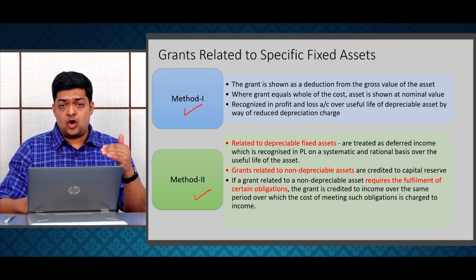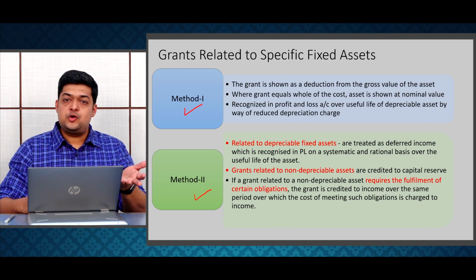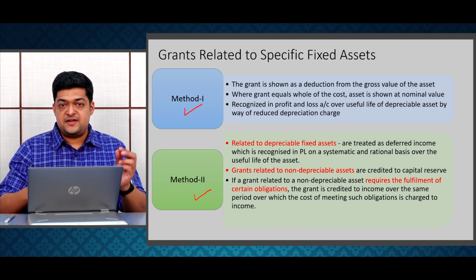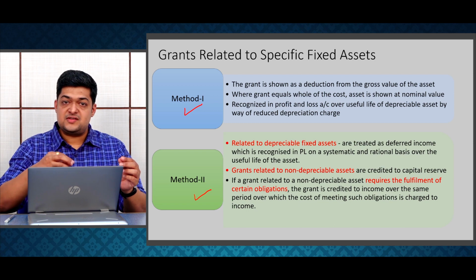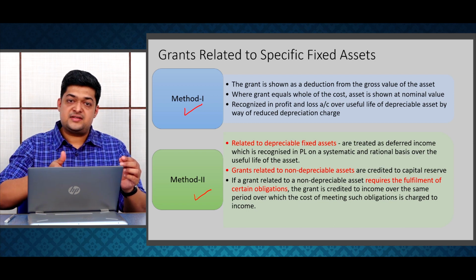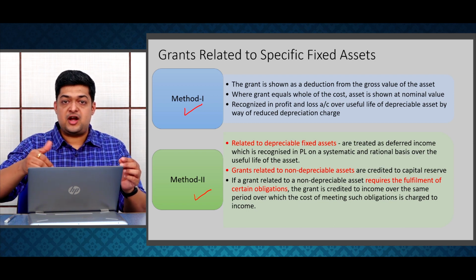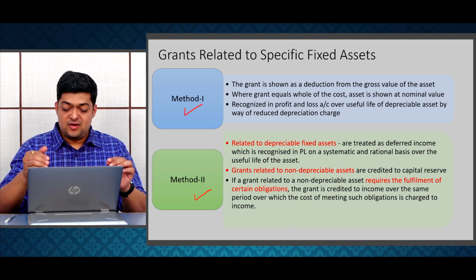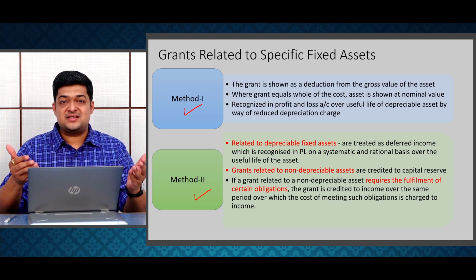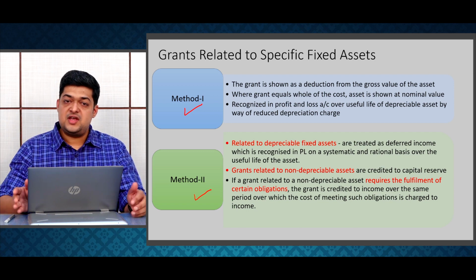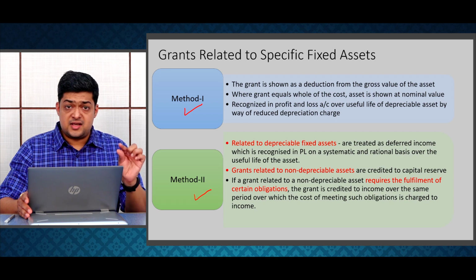If it's a non-depreciable asset, we credit it to capital reserve. And if it's a non-depreciable asset with obligations, then we again treat that as deferred income and we transfer to profit and loss account on the basis of what is the cost of meeting such obligation. On that basis we transfer. We are going to see one illustration on this also, relating to grant for specific fixed assets.